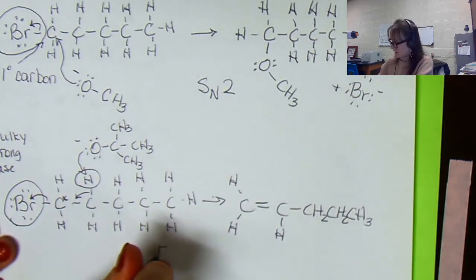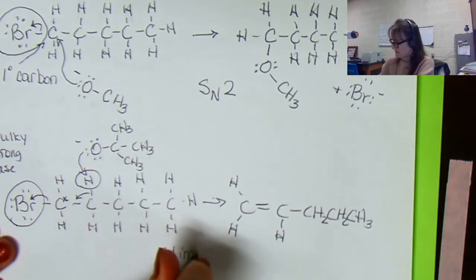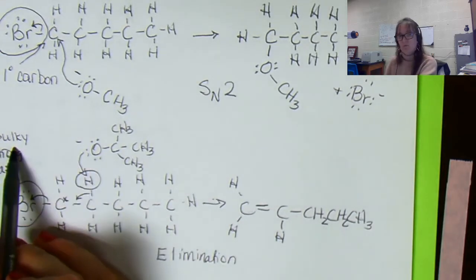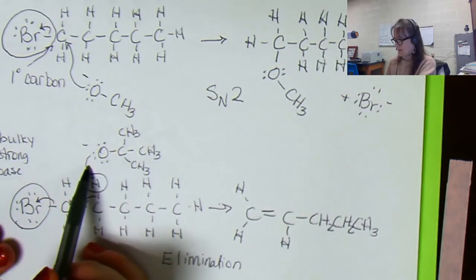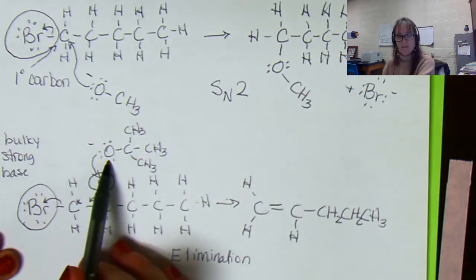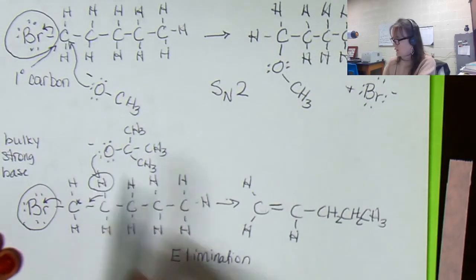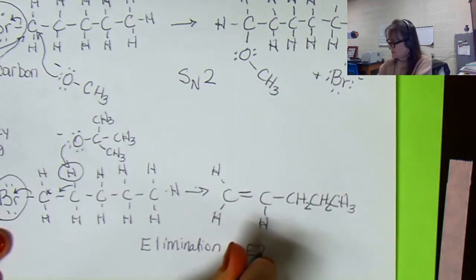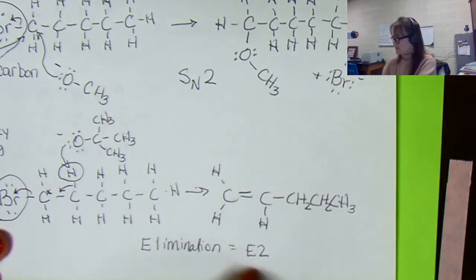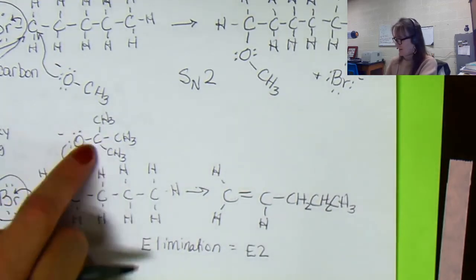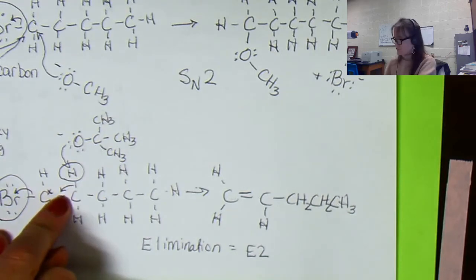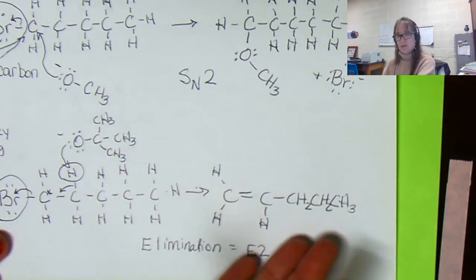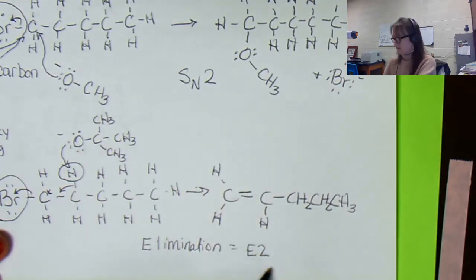This is an elimination reaction. And the reason it occurs is because we had what's called a bulky strong base. Anytime you have this base, it will cause an elimination reaction. And the type of elimination reaction is an E2, where the 2, just like SN2, means that the nucleophile and the organic reactant are both reacting in the same step of the mechanism to produce the product. E2 is a second order reaction.